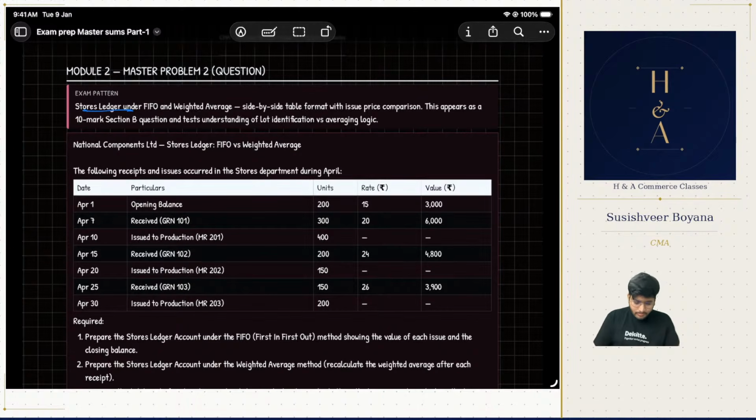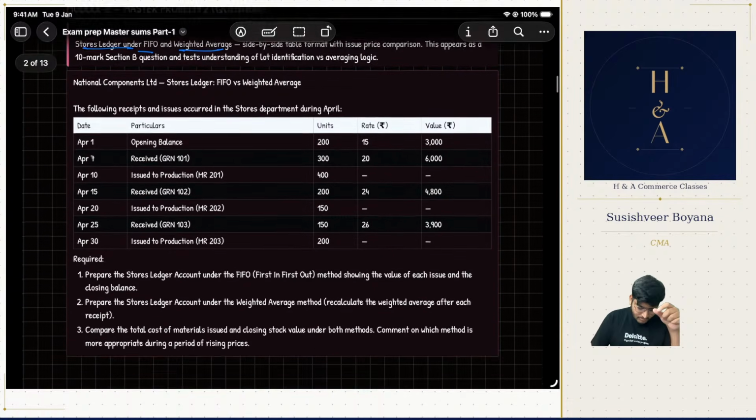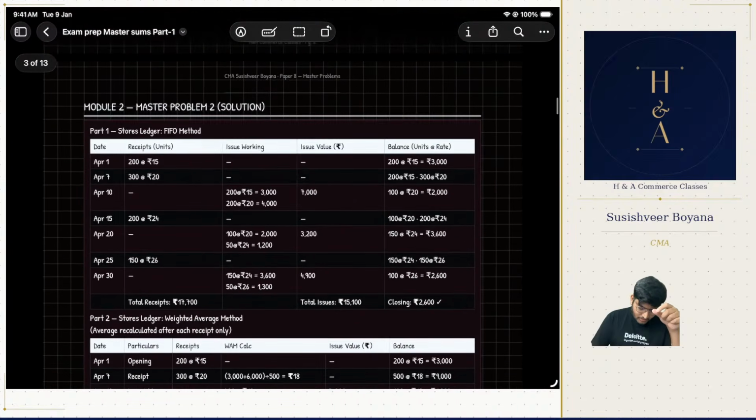Sir, what is the question you're talking about? Stores ledger is asked to be prepared under FIFO and weighted average. Side by side, you just have to show the comparison, okay? So ideally, sir, the value of inventory is never going to change for FIFO and weighted average. The only thing that changes is under one, either the issue value is going to increase or the other, the closing inventory value is going to increase. But overall, the value is going to still be the same.